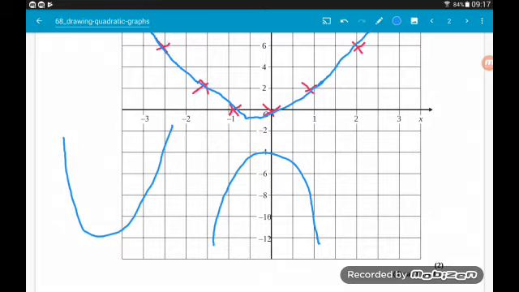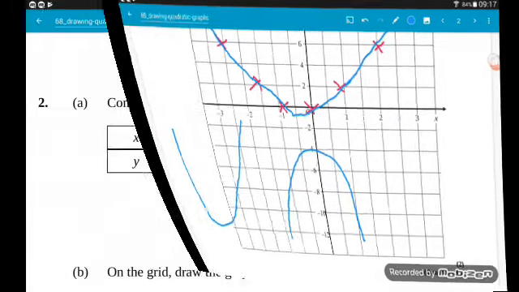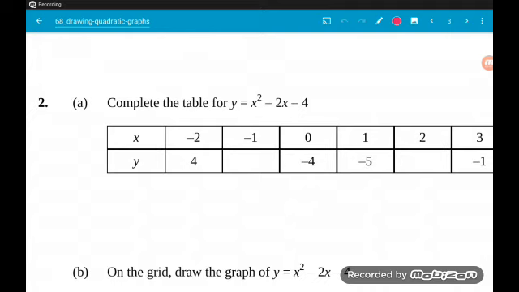Okay, jumps again for question 1. Okay, question 2. So the same setup. This time we want to complete the table for y equals x squared minus 2x minus 4. So our first missing value in here is y when x equals -1. So we need to substitute x equals -1 into the right hand side.